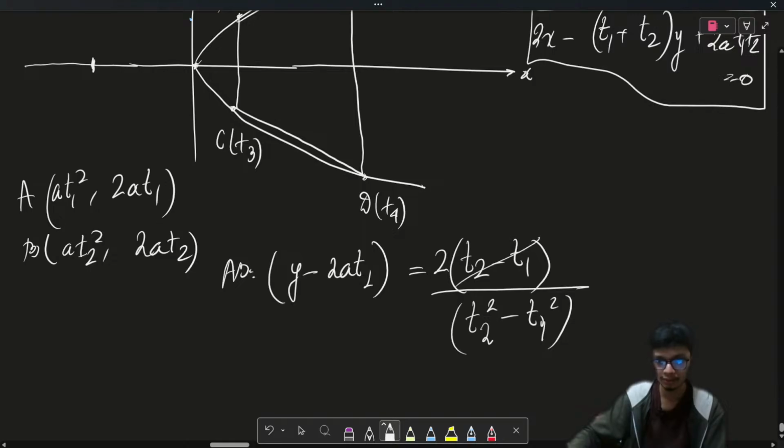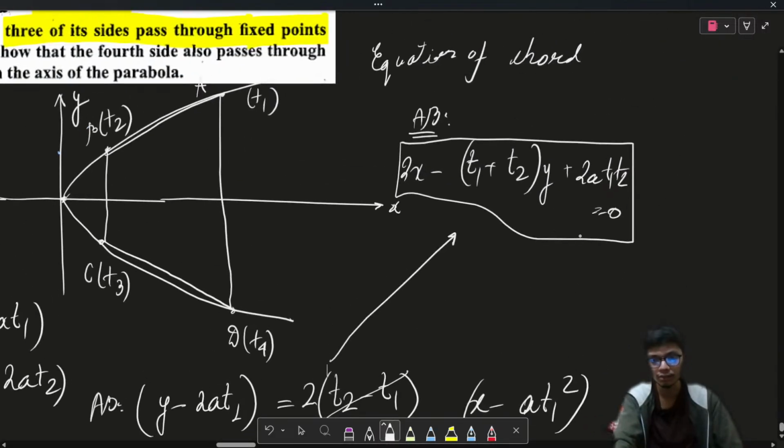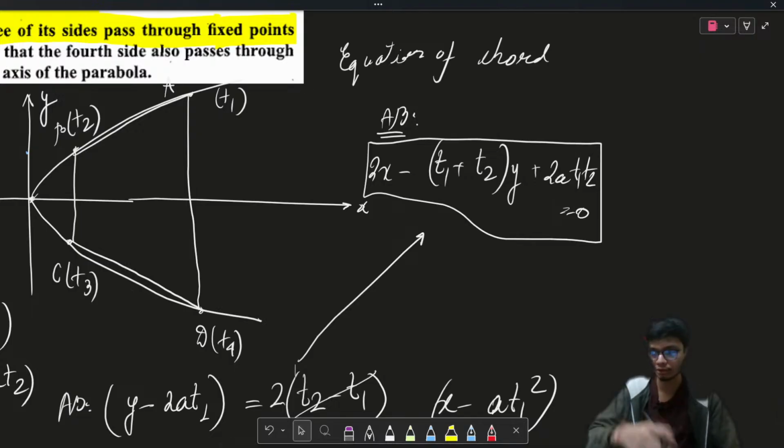So if you simplify this part out, it is going to come out as 2 upon t2 plus t1 times x minus a t1 square. So if you simplify this part out, you will be getting the equation of the chord of AB as something like this: 2x minus (t1 plus t2) y plus 2a t1 t2 equals 0.